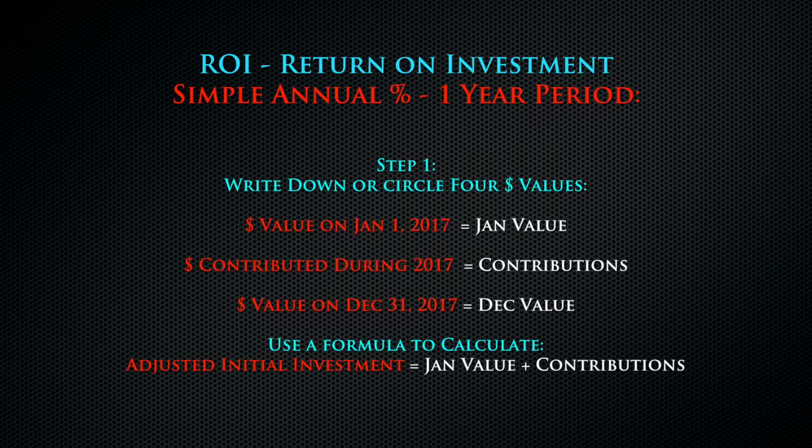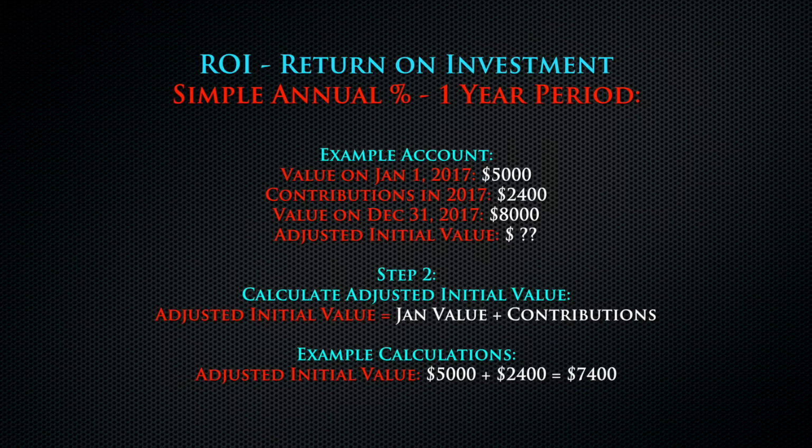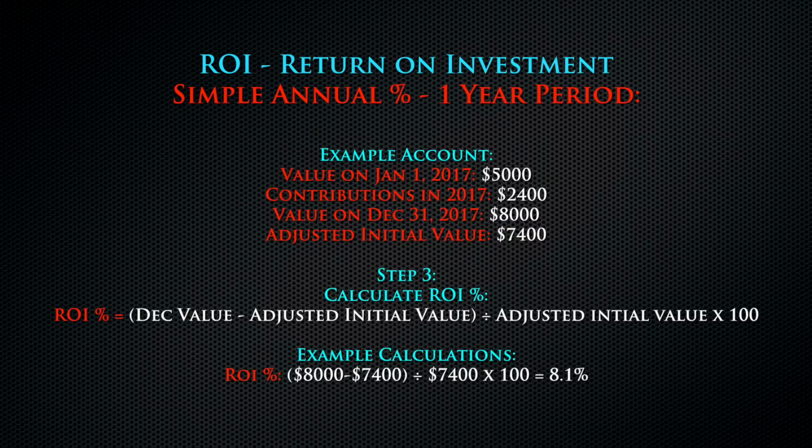The fourth value we require is called the adjusted initial investment. We're going to use a formula that adds the January value to the contributions to equal the adjusted initial investment value. In this example, the value on January 1st was $5,000. The contributions in 2017 were $2,400. The value on December 31st was $8,000. We're going to calculate the adjusted initial value by adding the January value of $5,000 to the contributions of $2,400 to equal $7,400.